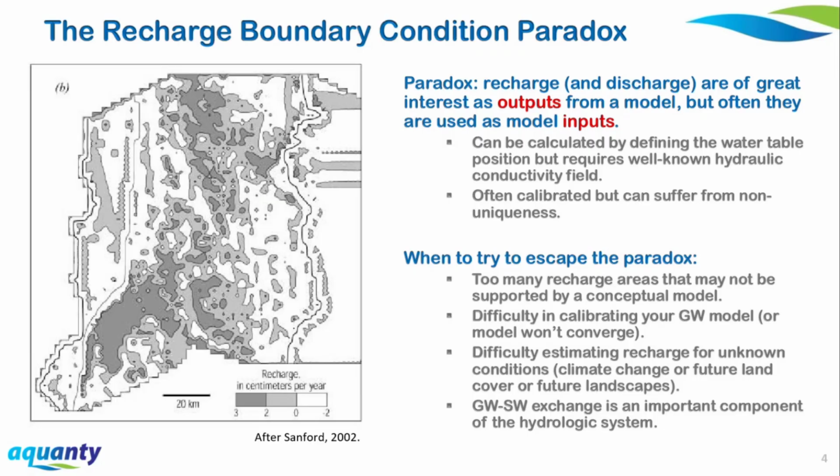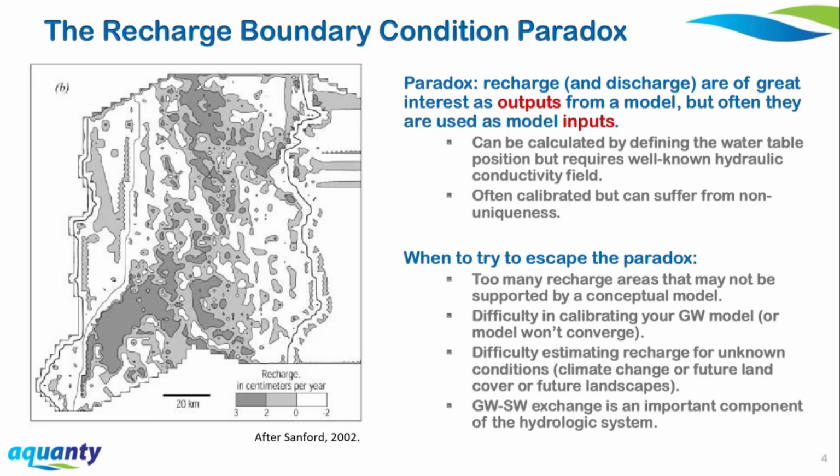The figure on the right is here to illustrate an example of a recharge map calculated using the water table position method, with all the caveats being satisfied. Its main purpose here is to show the high variability of the calculated recharge field. It would be very difficult to capture something like that using a recharge area approach to break it out and capture that level of spatial variability.